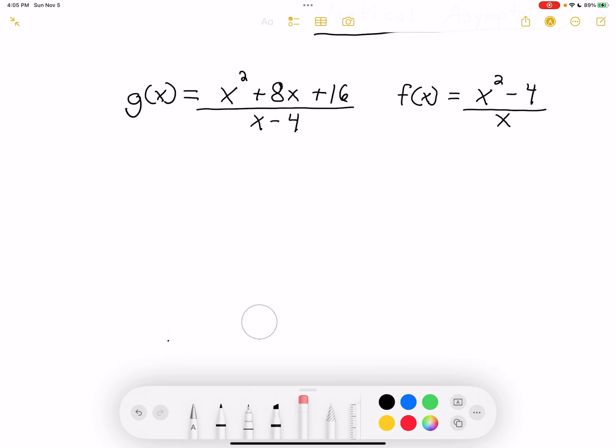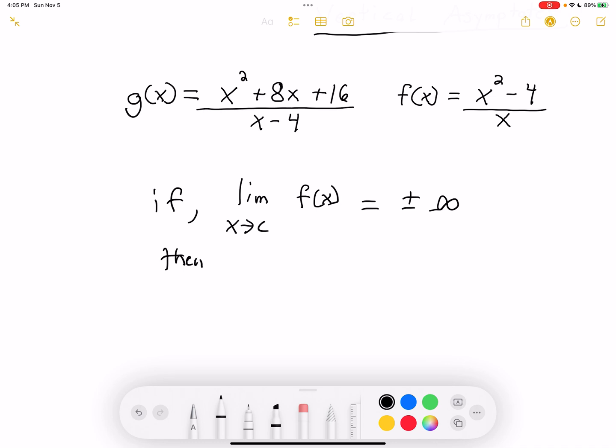Now, the formal definition of a vertical asymptote is the limit of some function f of x as x approaches c equals plus or minus infinity. If this is true, then f of x has a vertical asymptote at x equals c. And that's the general theorem that we're going to apply here.